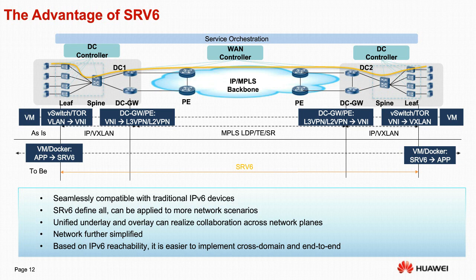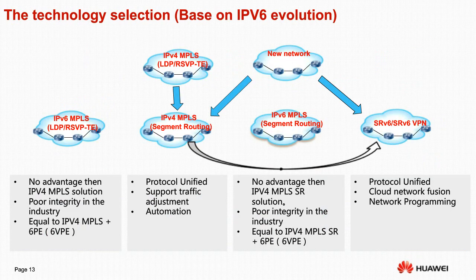But in the future, in the SRv6 scenario, it provides the chance to support E2E service deployment. So we think it is the most important advantage of SRv6. Okay, this page is from Huawei's view: how, in the future, the network should select its technical direction.